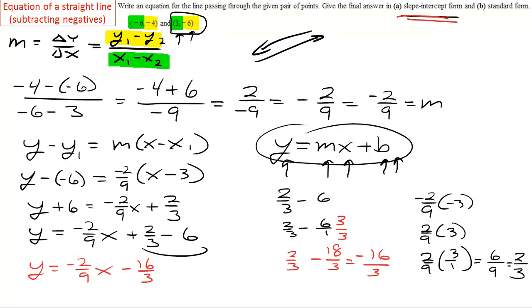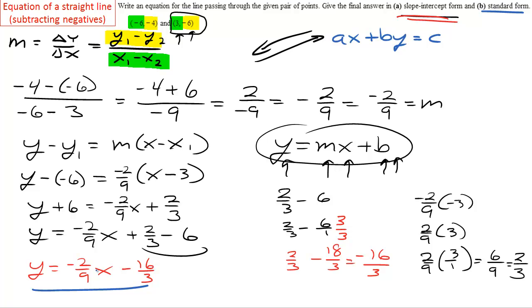Okay, what about standard form? Well, standard form is just ax plus by equals c, where a, b, and c are all integers, whole numbers. But it's the same line, right? So it's the same equation. So all you have to do is take this equation and make it into this form, i.e. have your x's and y's on the same side of the equation and get rid of all fractions.